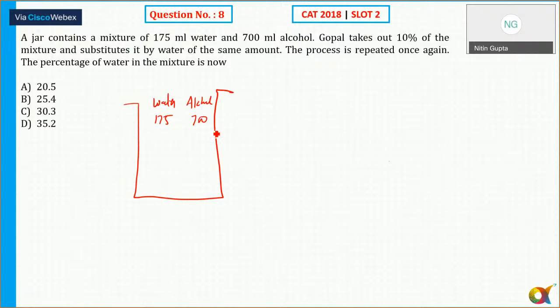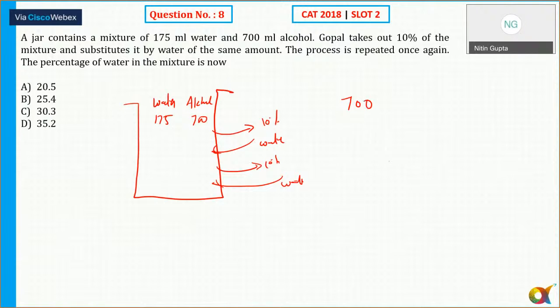Gopal takes out 10% and substitutes it by water. The process is repeated, 10% again, replaced by water. And we have discussed in the class, whenever it is a case of removal and replacement, if I am adding water, it means I need to work on alcohol, and the initial quantity of alcohol is 700.